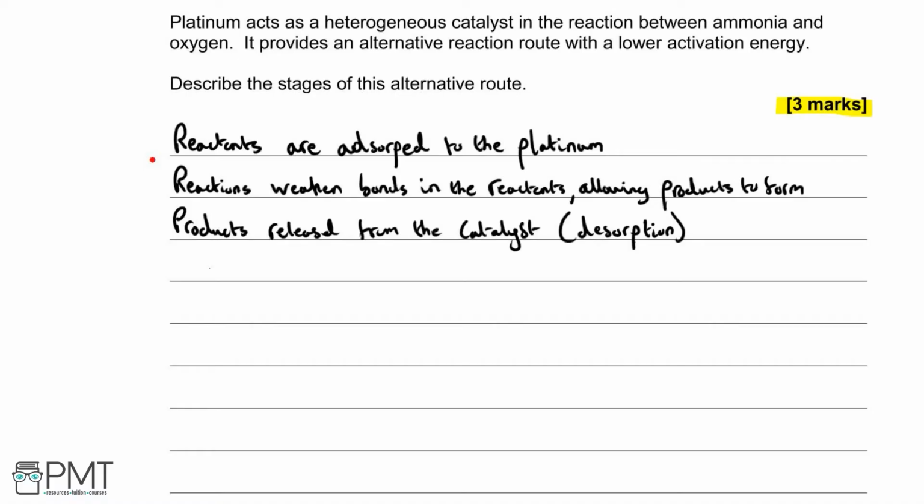So those 3 steps are going to be our 3 marks. First of all, for saying the reactants are adsorbed to the platinum, they're adhered to the surface of it. Secondly, it's for saying how the catalyst then provides that alternative reaction route, so it's weakening the bonds, which means less energy is needed to start forming those products. And finally, it's about saying that the products are released from the catalyst in desorption.